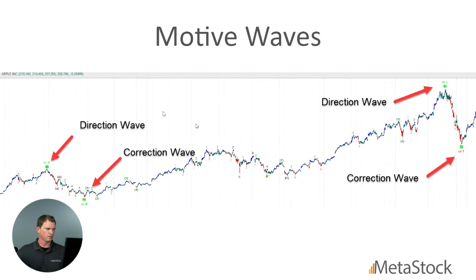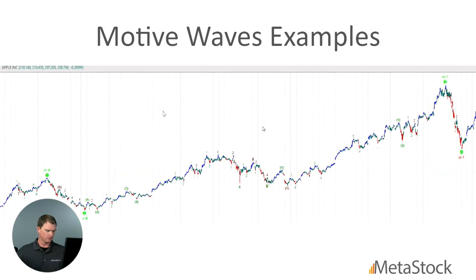Let's go to the next one. So here's your directional, your A, and then your corrective is your B, going all the way up, and then you have another direction wave, and then your corrective wave. So let's look at this inside of MetaStock really quick here.